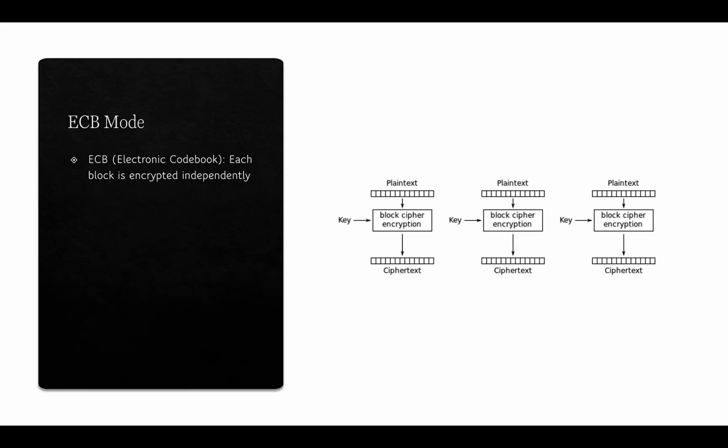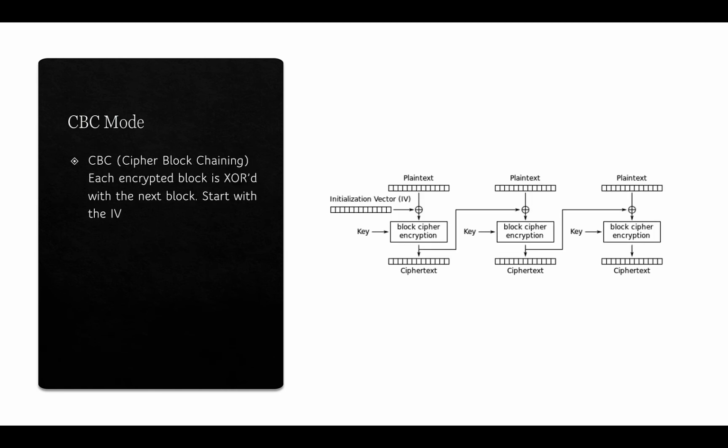So in ECB mode, the first one, electronic codebook, each block is encrypted independently. So we take the plain text, we apply the key, and we get the ciphertext for each block, and we combine them all at the end, and that's the ciphertext. And that's great because they're all done independently, and as we'll see, that sort of saves you from getting errors that propagate. However, it does have some problems.